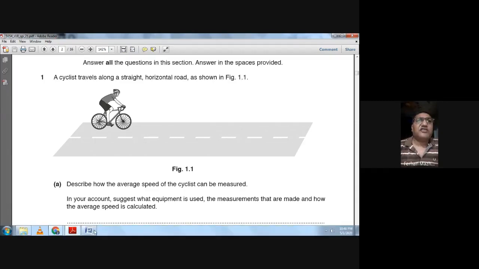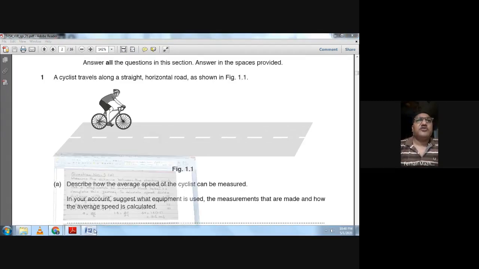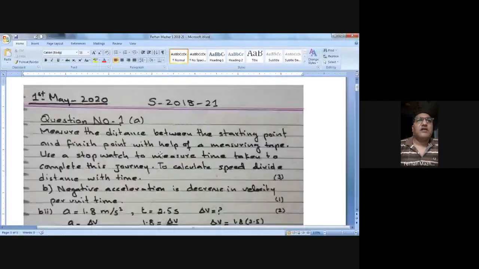I have written this answer, and let me show you that. Question number 1A is on your screen. Measure the distance between the starting point and the finish point with the help of a measuring tape. Use a stopwatch to measure the time taken to complete this journey. To calculate speed, divide distance by time. This is a 3-mark question. I think it's clear to you. Now let's move to the next part.